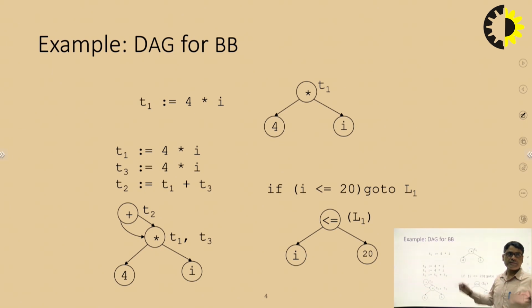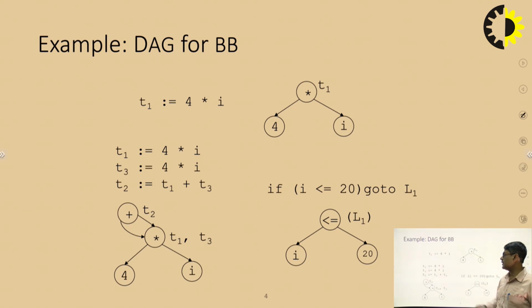Suppose we are putting T1 equals 4 into I. The important thing is that we cannot duplicate any particular statement in the DAG. In the DAG, whatever information is given multiple times, you will put up only one time, so that we can find what kind of optimization is required by using the DAG.